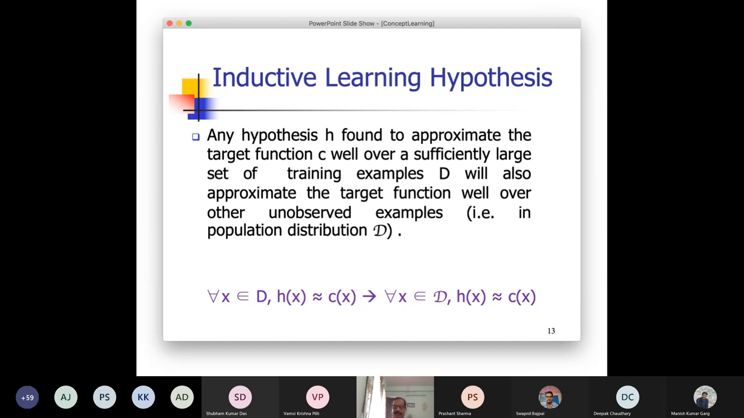In the last class, we stopped here. We were discussing inductive learning, and the basic statement, or characterization, of inductive learning is expressed in this particular mathematical statement. What it says, let us understand. You have the domain of training examples. So D is the set of training examples, and consider any element in that set. Now, if you find some hypothesis H which is closely approximating the target function.